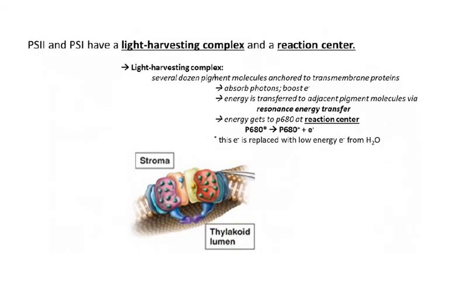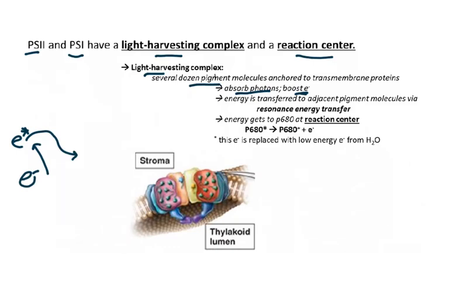Okay, so PS2 and PS1, these two big complexes, they have what's called a light harvesting complex and a reaction center. The light harvesting complex are all of these chlorophyll molecules. And the chlorophyll molecules are the ones that are absorbing the light energy and boosting their electrons. So their electron is going to this higher energy state. But it doesn't stay there. It releases this energy. And normally, like when sidewalks do this, it releases it as heat. But in this case, we're not going to release it as heat.